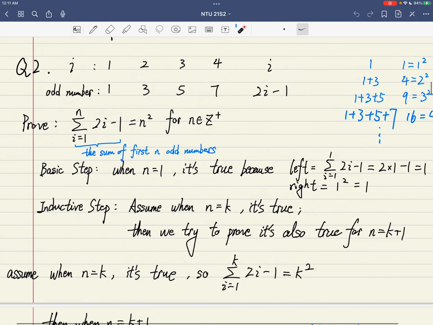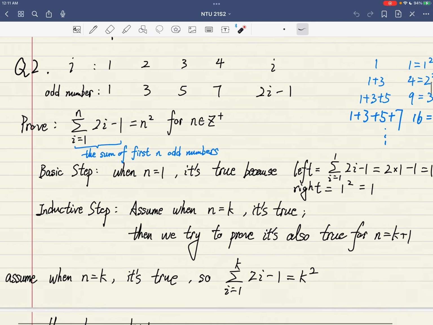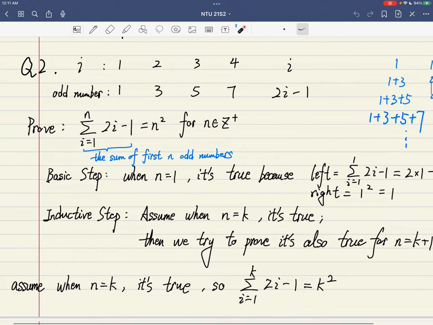Then, problem 2. Use mathematical induction to show that the sum of the first n odd positive integers is n squared. So the first n odd integers. What is the first positive odd integer? It is 1. Here i means the first. The first odd number is 1.